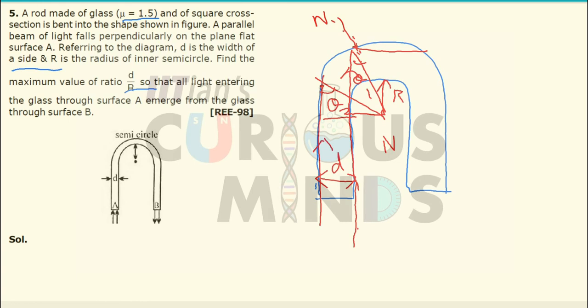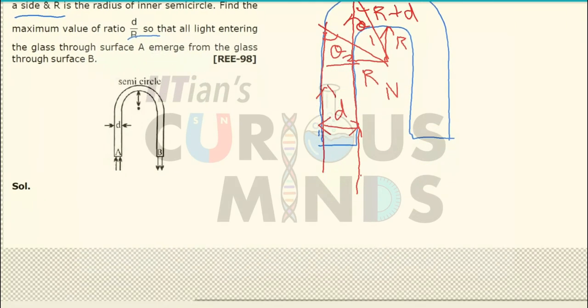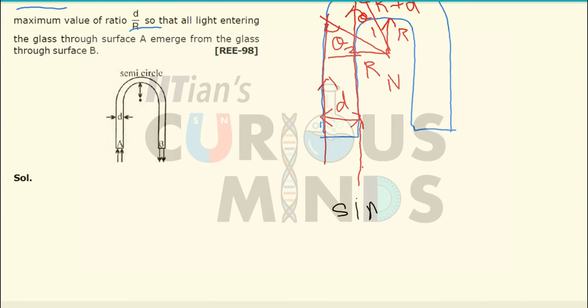If I consider the ray that is on the inside, sine theta will be equal to R. Over here, this distance will be equal to R plus d, because the distance between the inner and the outer semicircle will be equal to R plus d. So sine theta will be equal to R divided by R plus d.